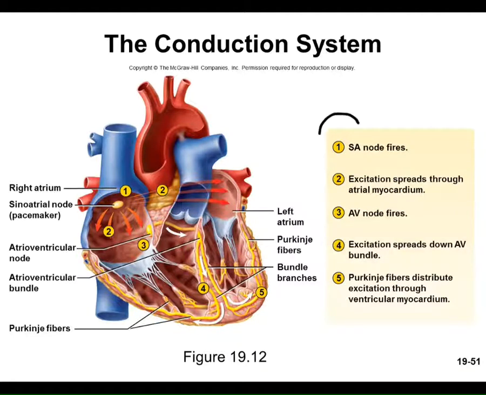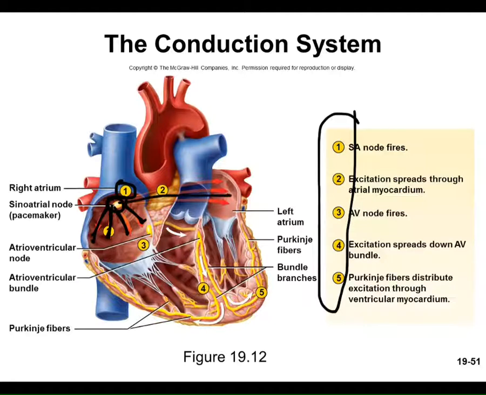And here are the 5 steps to keep track of. So the SA node, number 1, sitting up here toward the superior portion of the right atrium, fires usually about every 0.8 seconds. It takes a while for that signal to travel through all of the right atrium. It also shoots across to the left atrium. During that time, the atrial cells will be depolarized and will be contracting.